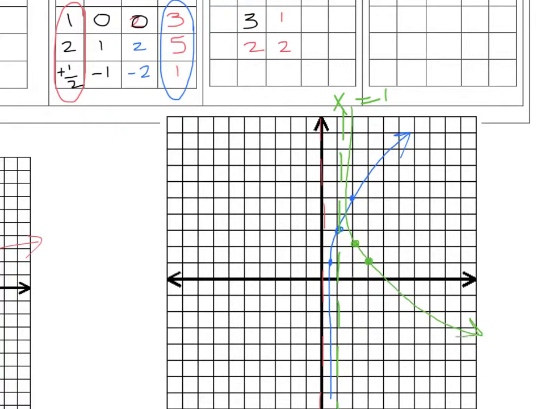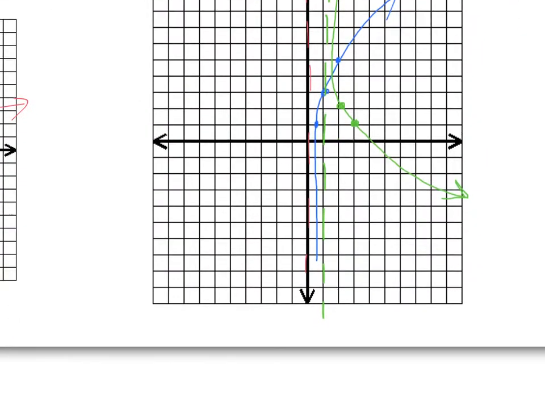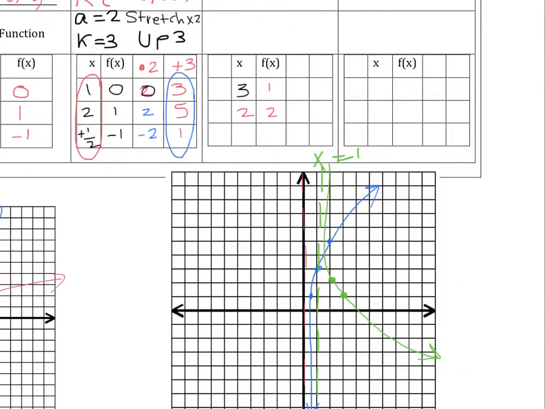Now the reason why, as you can see, it's starting from above, different from the other function, which is the blue, and starting from below, it's because the a in this case is a negative, so as you can see, it's being reflected. So this is an example of a reflected graph.